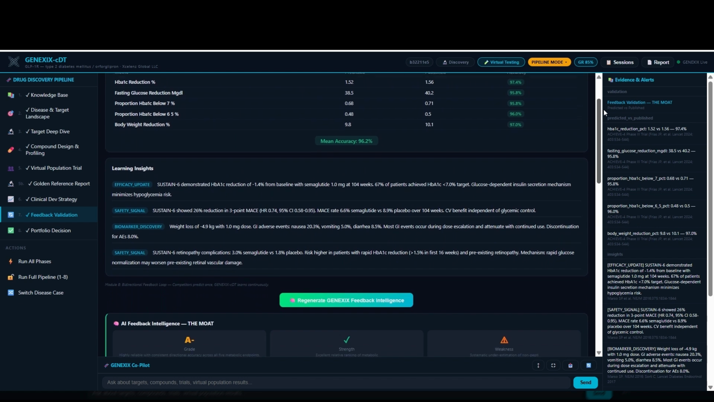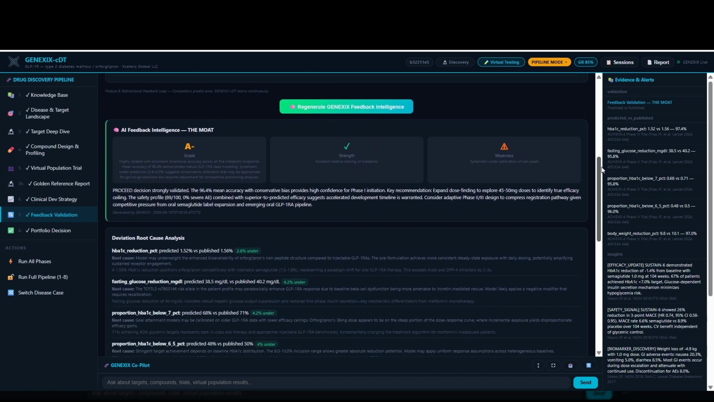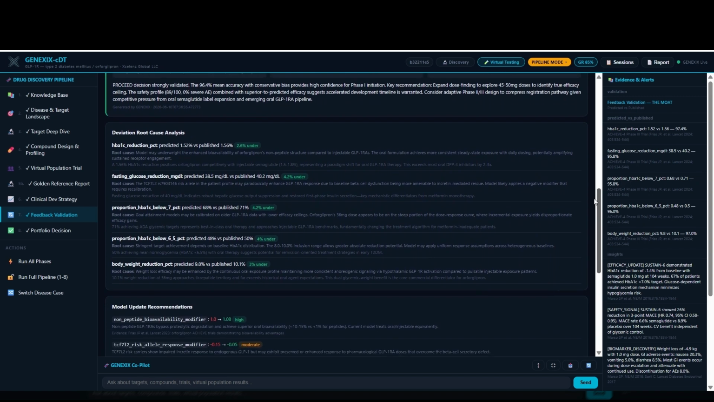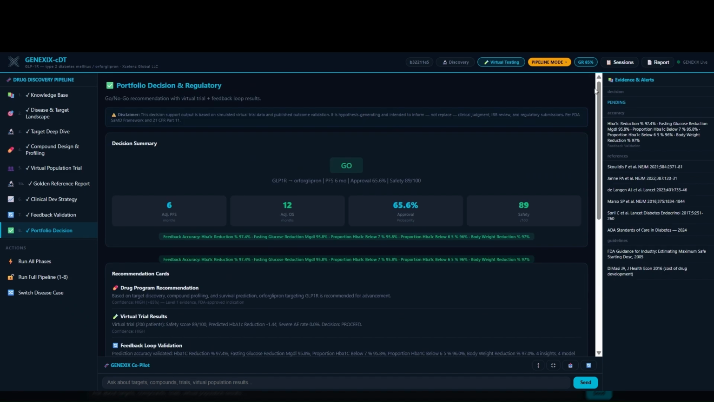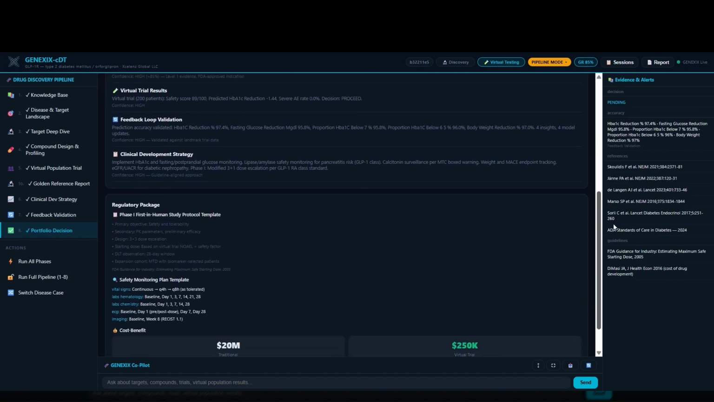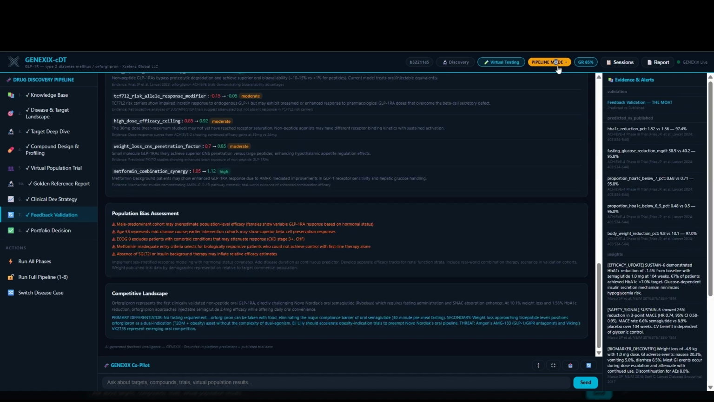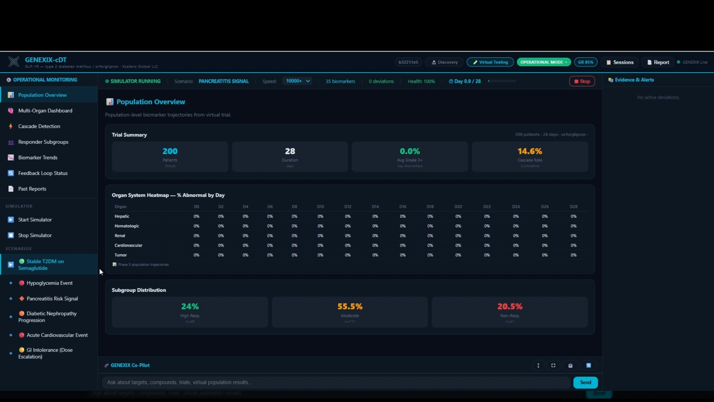Dose escalation, safety monitoring, dose modification, GI tolerability, hypoglycemia logic, pancreatic enzyme monitoring, cardiovascular parameters, and regulatory questions are generated from the simulated trial profile. The platform is now moving from prediction to development planning. The same twin then moves into operational monitoring. The virtual trial becomes a live simulation environment.